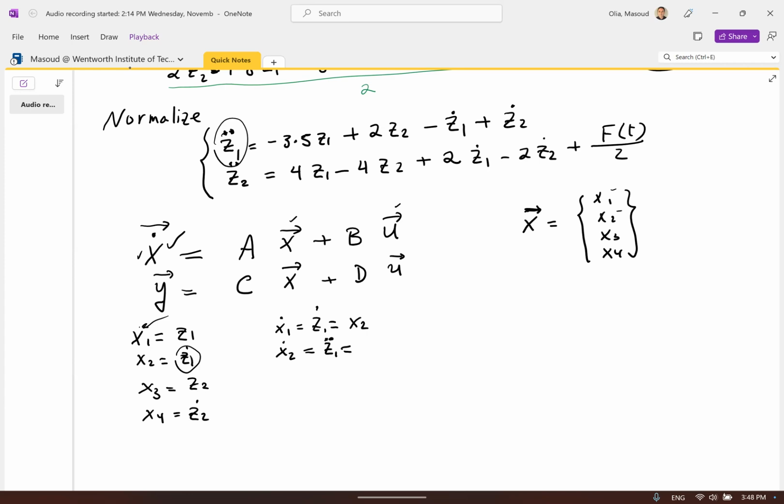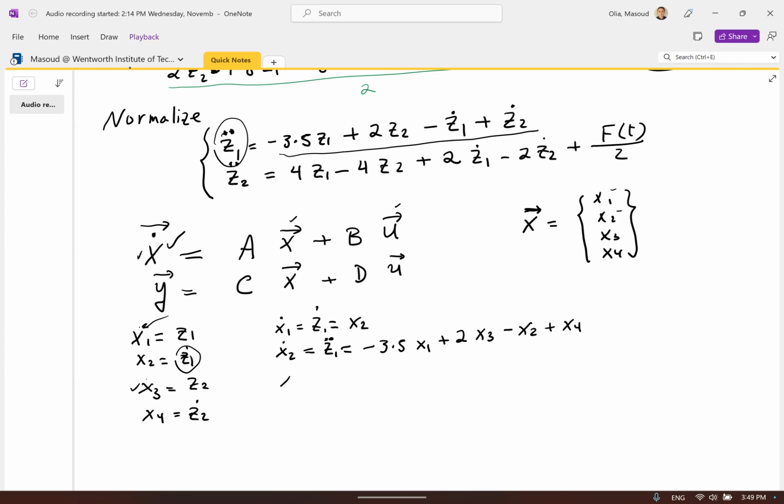And what is z double dot 1, guys? It's right here. So that's minus 3.5 z1. What is z1? x1 plus 2z2. What is z2? x3 minus z dot 1. What is z dot 1? x2. See, that's what we're doing. Plus z dot 2, which is x4. You see, now everything is in terms of x1, x2, x3, x4.